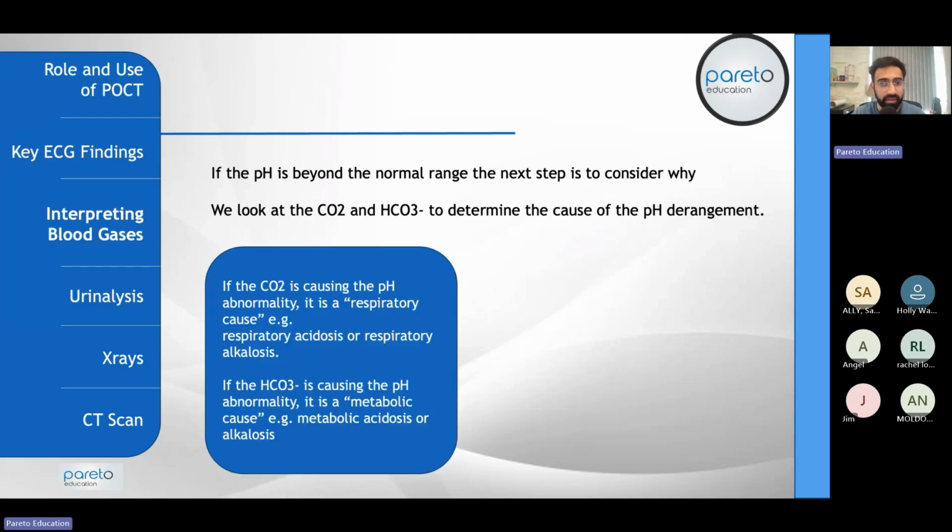Now, if the CO2 is causing the pH abnormality, it is what we call a respiratory cause. In other words, if you find that the patient has a low pH, but also has a high CO2, then it's likely that this is respiratory acidosis, or vice versa if it's respiratory alkalosis. However, if the CO2 is relatively normal, but the bicarb is, let's just say, low and the pH is acidotic, then it is a metabolic cause. So if it's CO2 related, in other words, if the CO2 is high or low, then it's respiratory, whilst if it's bicarb related, it's metabolic.